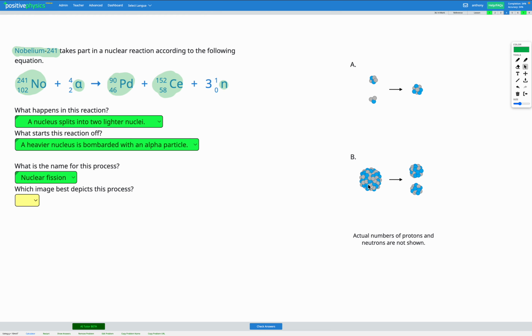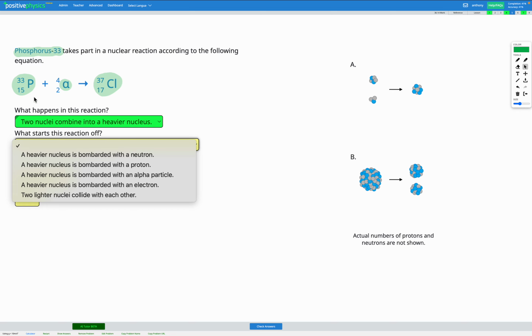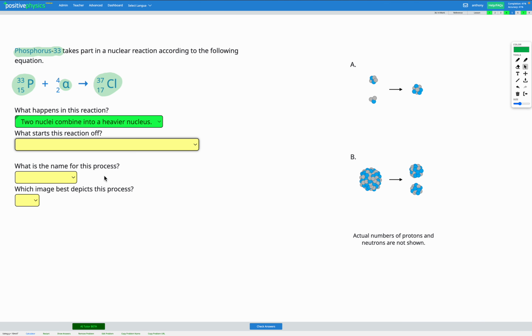Let's do one last question. In this question, we have phosphorus-33, which is shown here. That means it's got 33 protons and neutrons. It's bombarded with an alpha particle, and it forms chlorine-37 with 37 protons and neutrons. So in this one, our phosphorus is bombarded by the alpha particle, and they combine together to form chlorine. So we had two lighter nuclei combining to form a heavier nucleus. And the thing that started this reaction off is the phosphorus nucleus being bombarded with an alpha particle.